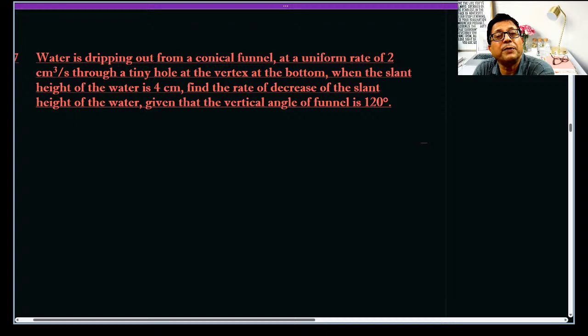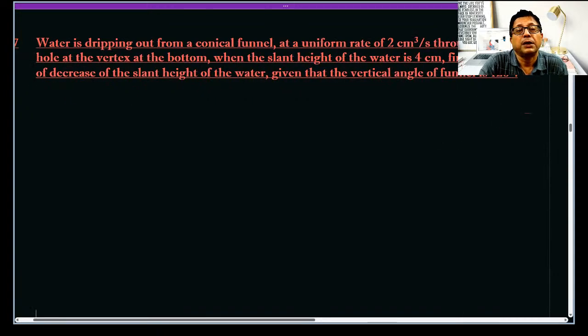Water is dripping out from a conical funnel at a uniform rate of 2 cm³ per second through a tiny hole at the vertex at the bottom. When the slant height of the water is 4 cm, find the rate of decrease of the slant height of the water, given that the vertical angle of the funnel is 120 degrees. Let us do it.